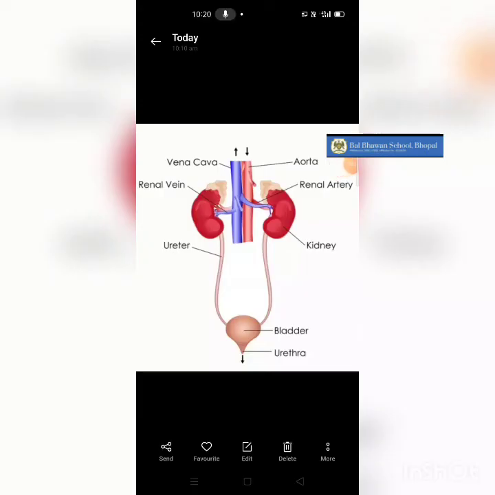Now let us recapitulate what we have studied today with the help of a diagram. We have studied about the excretory system, which consists of a pair of kidneys. The main function of the kidneys is to filter the blood and remove the waste material from the blood. These waste materials are then stored in the urinary bladder with the help of ureters. Ureters take the urine or the liquid waste from the kidneys to the bladder, where it gets stored, and finally the urine gets removed from the body with the help of urethra.